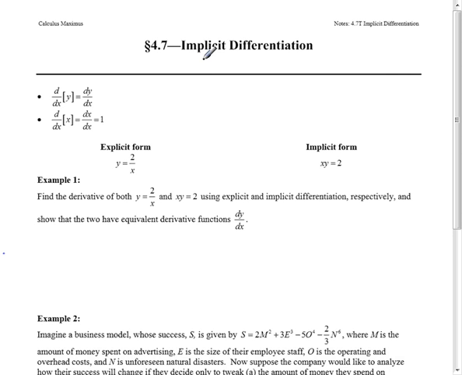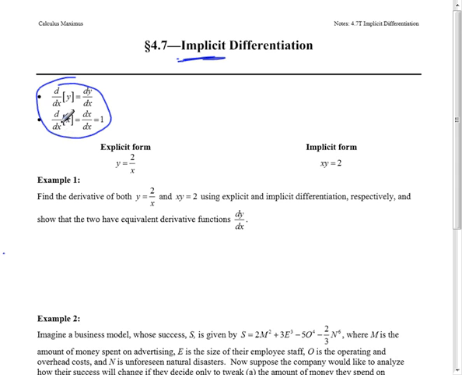Okay, so we're starting implicit differentiation. You have to know the difference between implicit and explicit forms of functions, and we'll go over that in a second. Alright, but one big note here is right here. So we haven't really been showing this step.